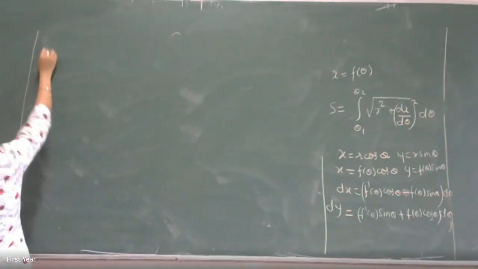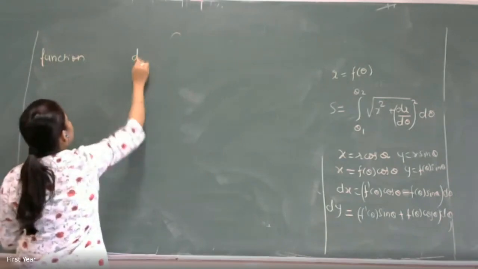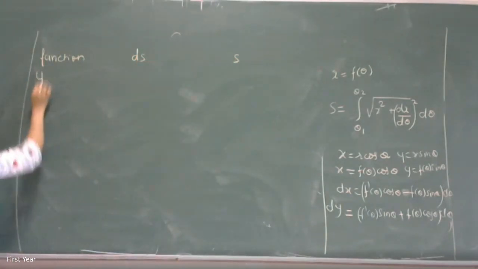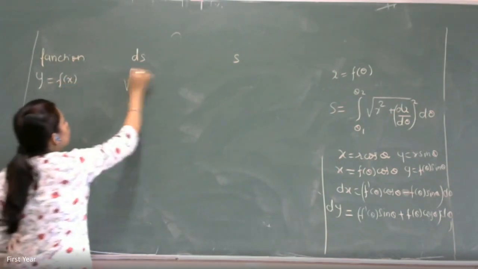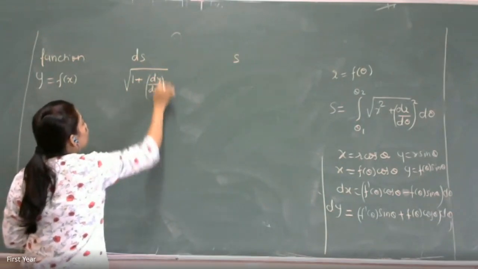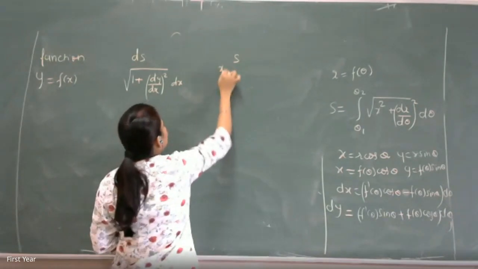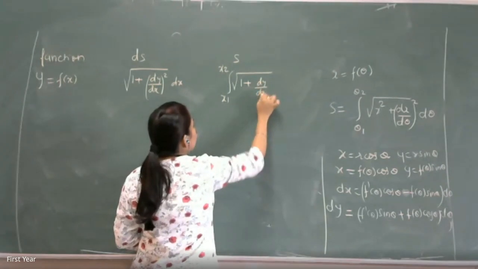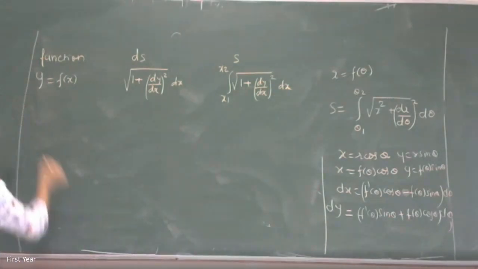Your functions, then formula for ds and formula for s. So if y is equal to f of x is your function, then ds is equal to square root of 1 plus dy by dx the whole square into dx. And s is integration x1 to x2 square root of 1 plus dy by dx the whole square into dx. This is the formula for y is equal to f of x.